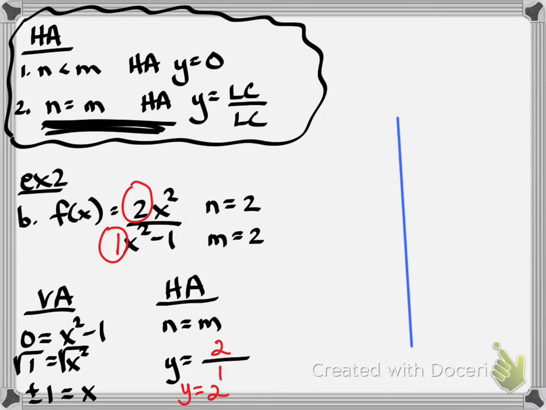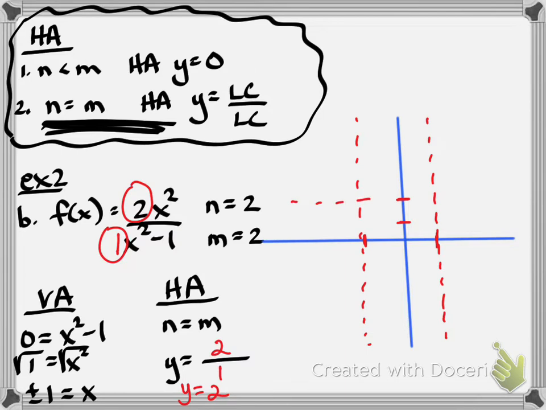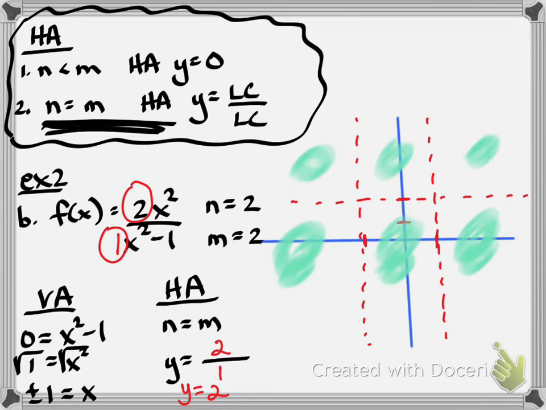So this graph has a vertical asymptote at positive 1, another vertical asymptote at negative 1, and it has a horizontal asymptote at 2. So those asymptotes have divided this graph into 6 sections. And these are all one big section here. And we're going to learn how to figure out what the graph looks like later, not today.